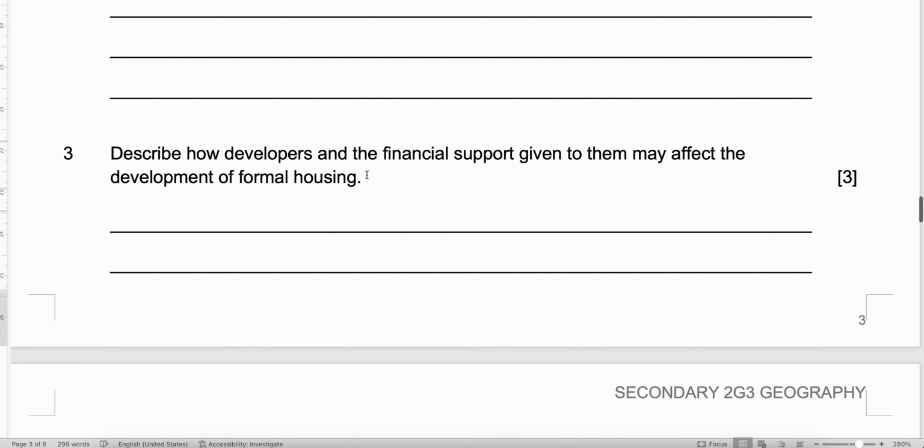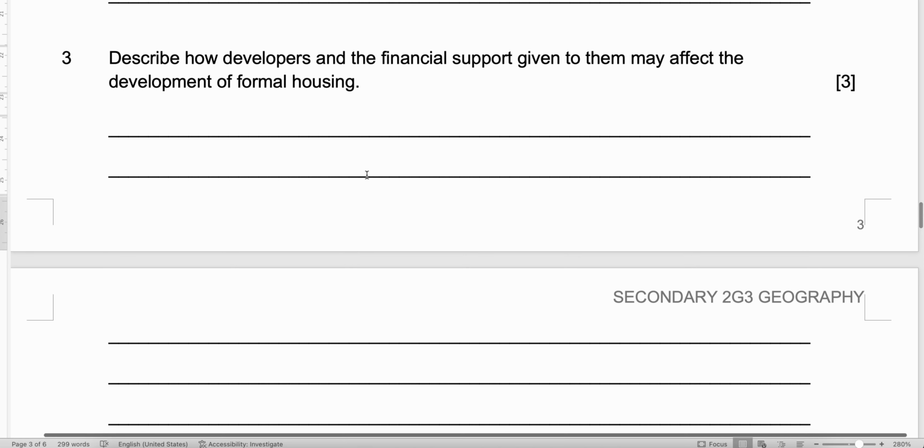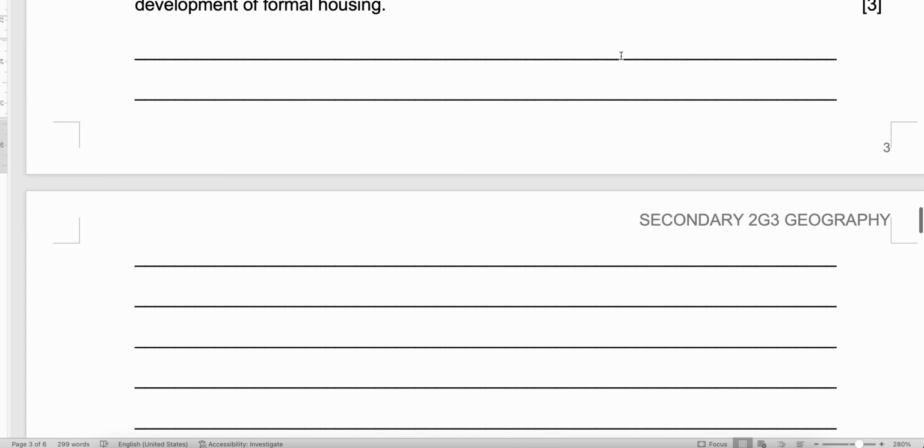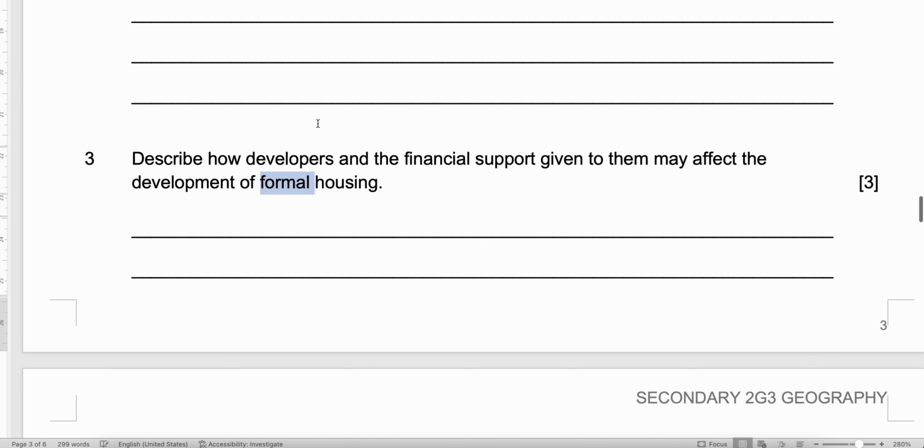Let's go on to the next question, question 3. Describe how developers and financial support given to them may affect the development of formal housing. Formal housing: you have learned what developers are, the private and public.